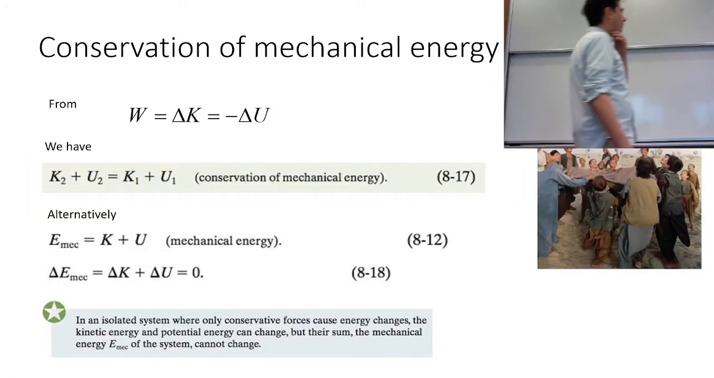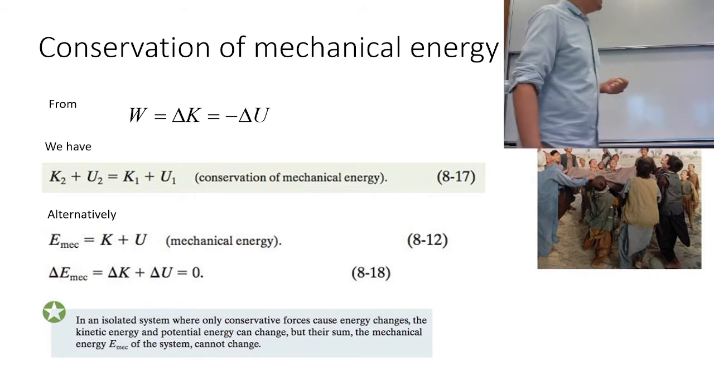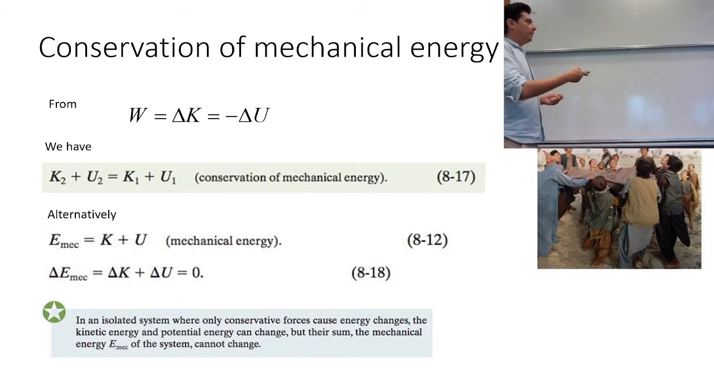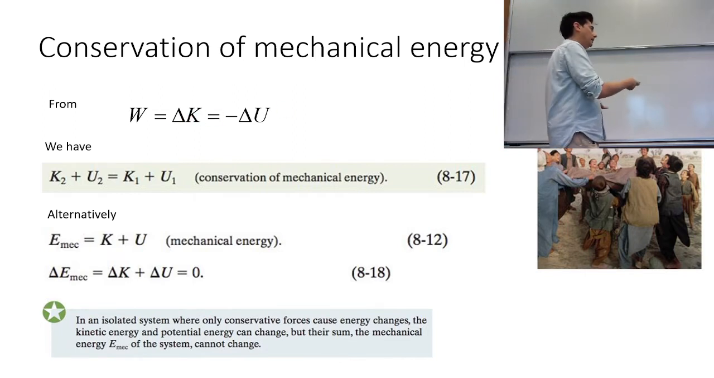Okay, and then I think this is where we got up to last time, which is the most important point in this whole chapter, which is the conservation of mechanical energy. So essentially, it's very simple. You relate the kinetic energy and the potential energy to each other because kinetic energy change is work and potential energy change is negative work. So obviously, delta K is minus delta U.